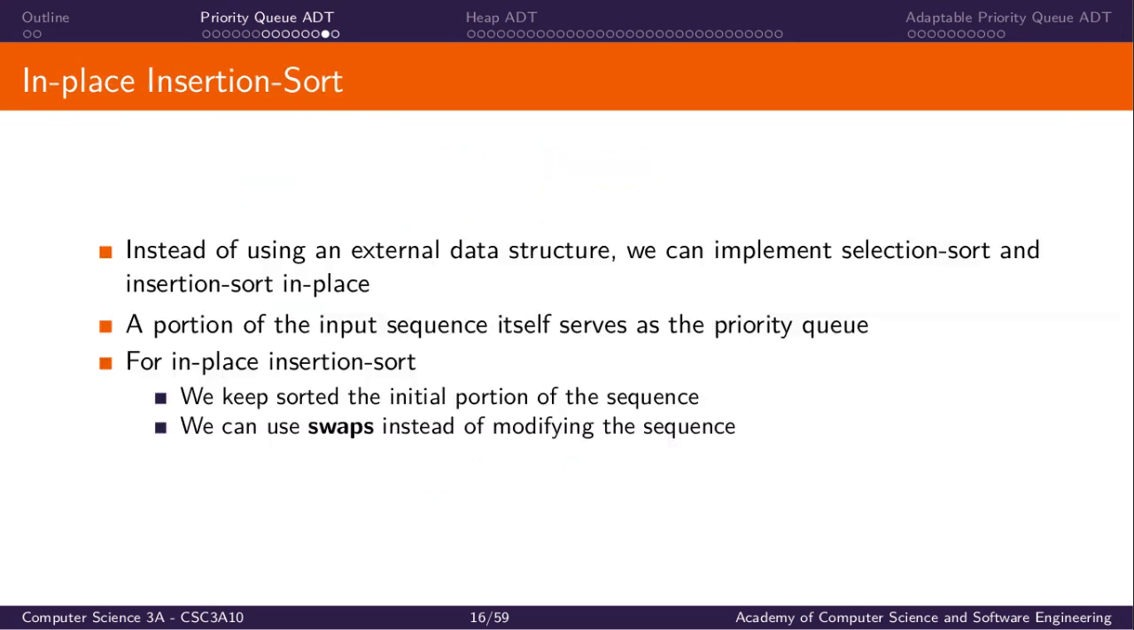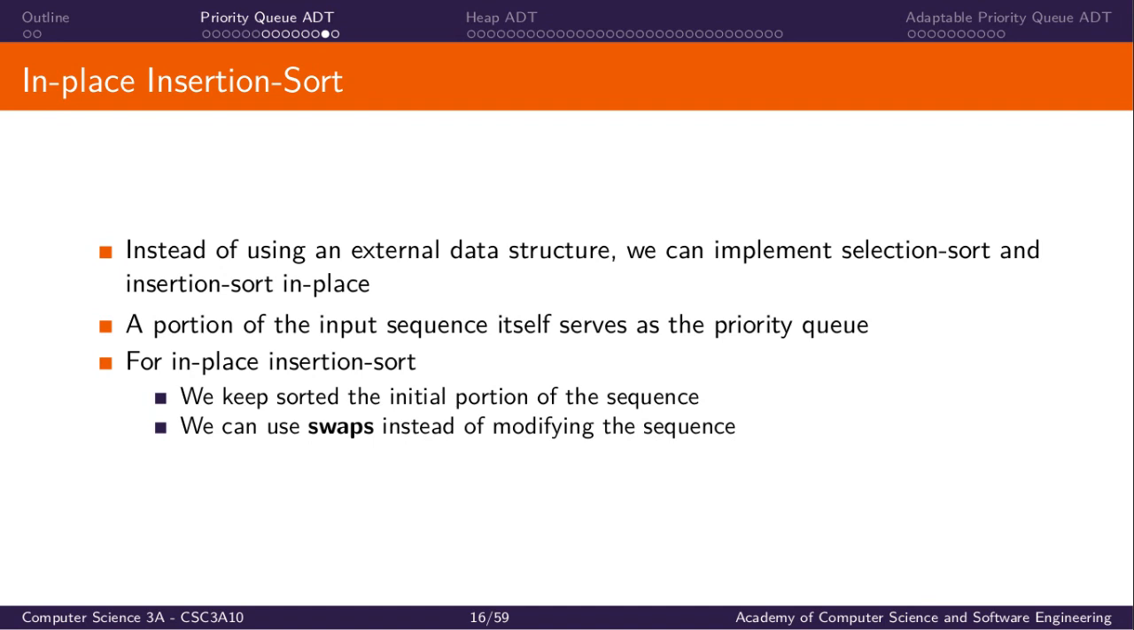By looking at different ways of storing a priority queue, we see that we actually can improve upon this quadratic time sorting method. But first, we just note that you don't actually have to use both a sequence and a priority queue. You can do an in-place sort, whether that's an insertion sort or selection sort, by simply considering the list itself, the sequence itself, to be the priority queue, and simply consider a larger and larger part of it. So instead of using an external data structure, we can implement the selection sort as an in-place sort. A portion of the input sequence itself then serves as the priority queue.